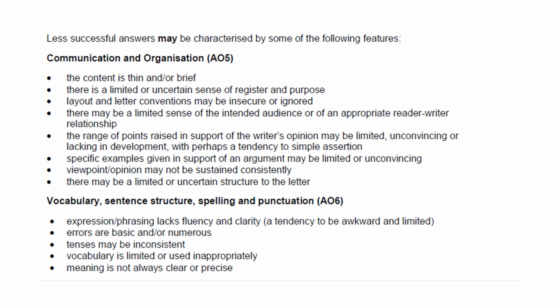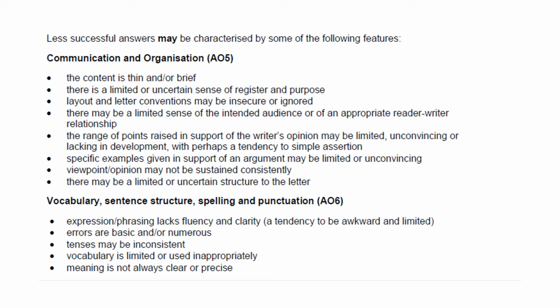If we now look at what's needed for a less successful response, you can see immediately a short or thin or brief response is frowned upon by the exam board. There are errors in terms of layout and the register and purpose being given. This might be a candidate that goes off task relatively quickly, or equally has forgotten that they should use addresses and Dear Sir or Madam at the beginning of a letter.